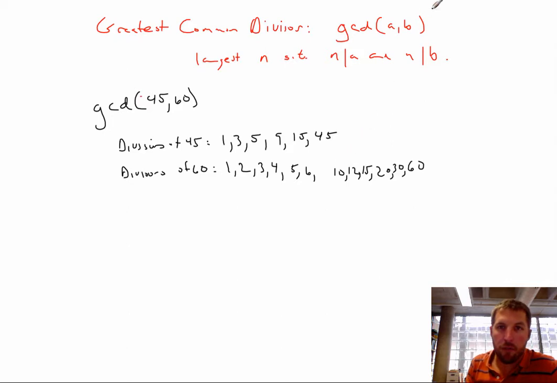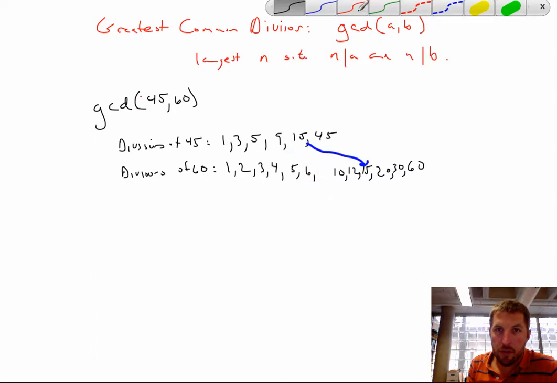All right. So now all we have to do is look on our list and look for the greatest common divisor. So we've got 1 and 1. That's good, but that's not the greatest. 3 and 3. Again, good, but not the greatest. 5 and 5. Maybe that's the greatest. 9. No, no 9. 15. Yes. How about 45? No. Okay, so the answer then is 15.